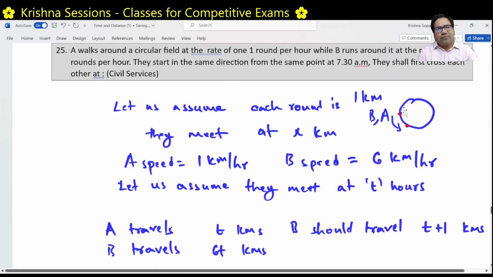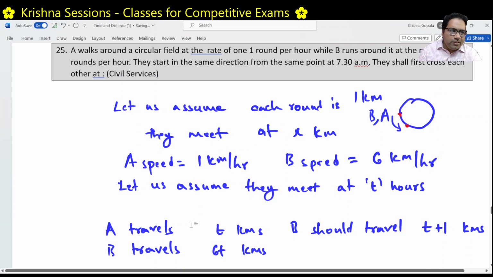We have discussed in terms of number of rounds only. One round versus 0.2 round. Whether this one round is 1 kilometer or 10 kilometers, 5 kilometers, it doesn't matter. Just for simplicity, we have discussed each round is 1 kilometer. But even if each round is 5 or 10 kilometers, A is covering 0.2 rounds and B has to cover 1.2 rounds.